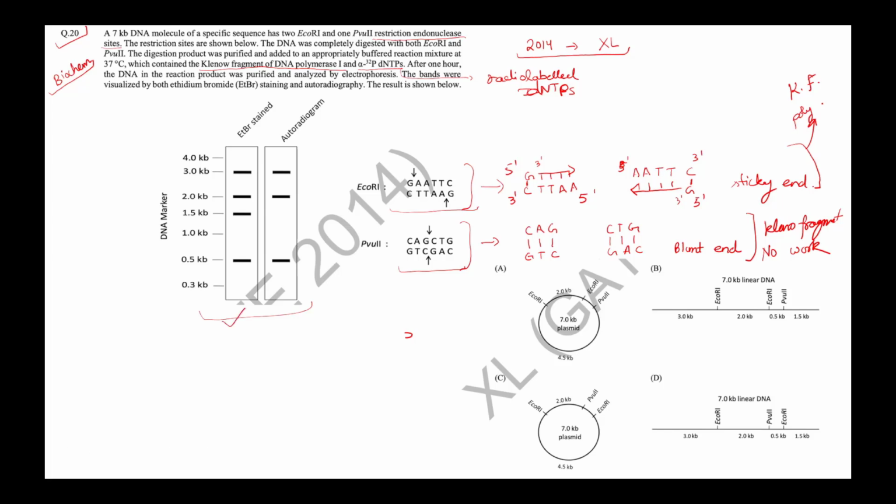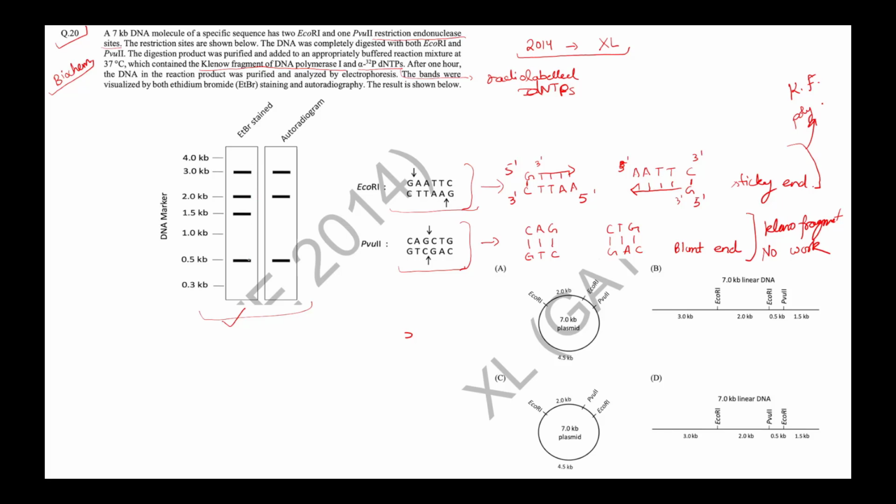So let's first see the EtBr gel. In the EtBr gel we are able to see 4 fragments. So how will EtBr stain gel DNA visualize? EtBr intercalates with the DNA molecules, and when we visualize those intercalated DNA molecules under UV, we are able to see the DNA bands. Okay, so there is no radio labeling required. All kinds of DNA you can see because everything will be intercalated by EtBr.